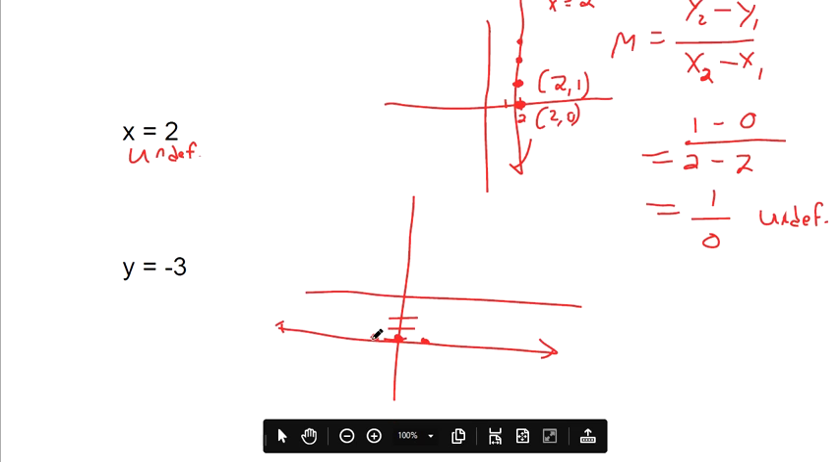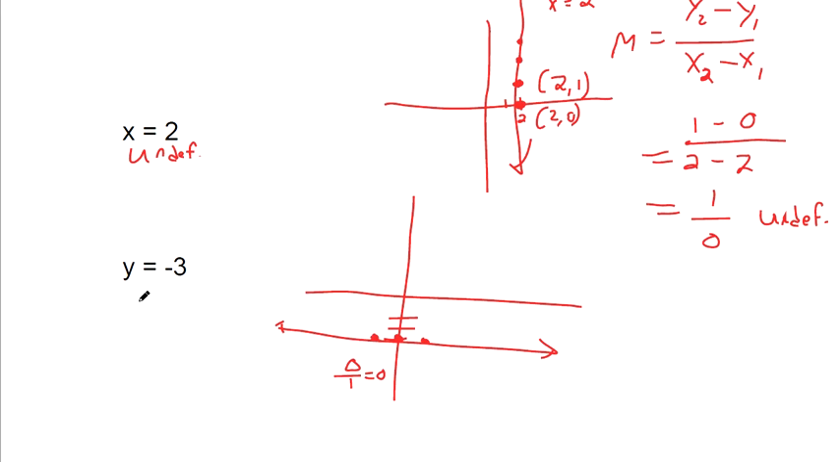And to find the slope, we rise 0 to get from this point to this point. We have to go 0 on the y-axis and 1 on the x-axis. That is defined. This slope is 0.